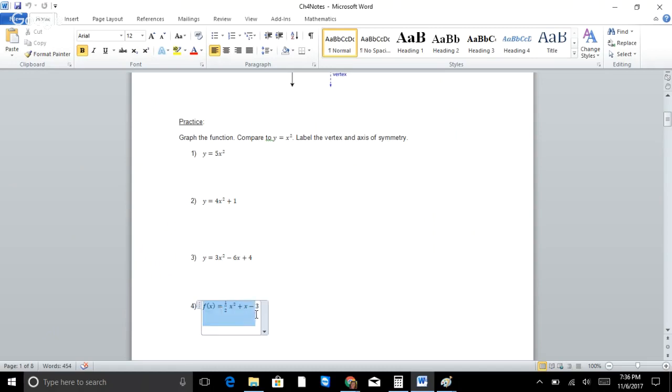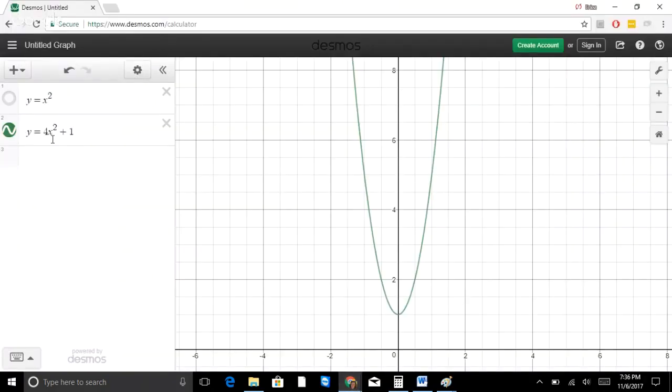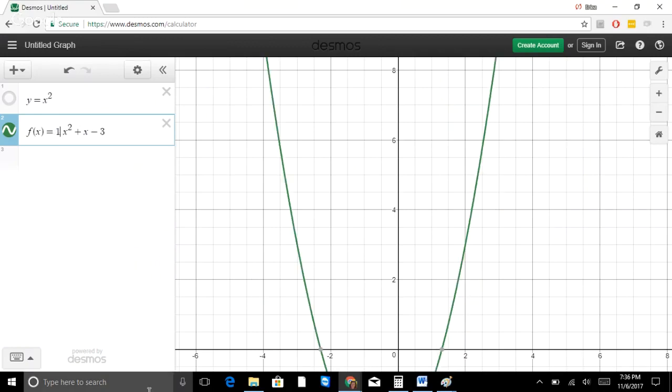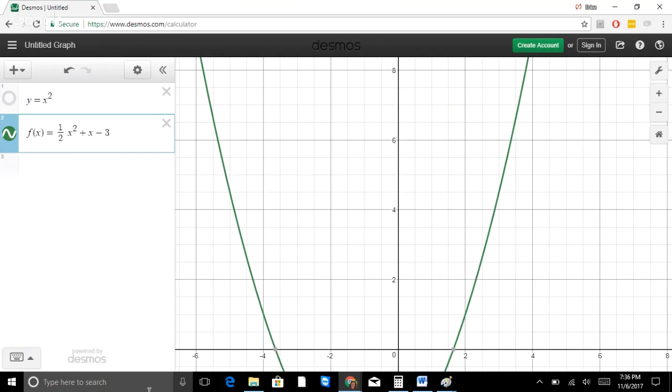Let's see if it'll let me copy it. Oh, that would be nice. Let's see if it'll let me copy it and put it in Desmos. Sort of. There we go. Maybe. Okay. That makes me feel better that it's written like that.